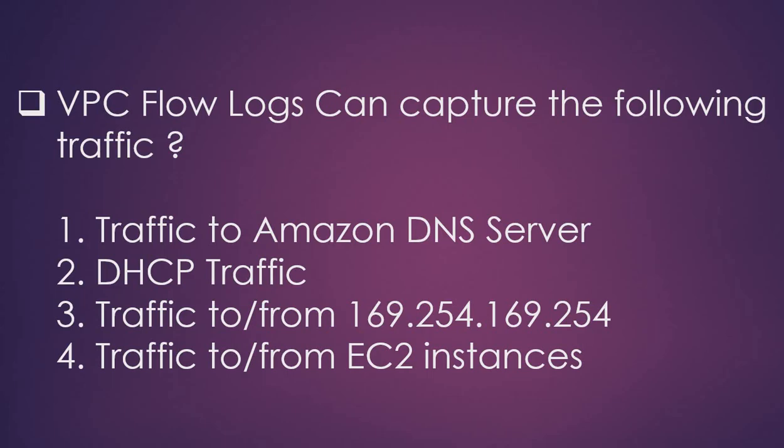Now move to the next question. VPC flow logs can capture the following traffic: traffic to the Amazon DNS server, DHCP traffic, traffic to and from this IP, which is an Amazon reserved IP, and traffic to and from EC2 instances.